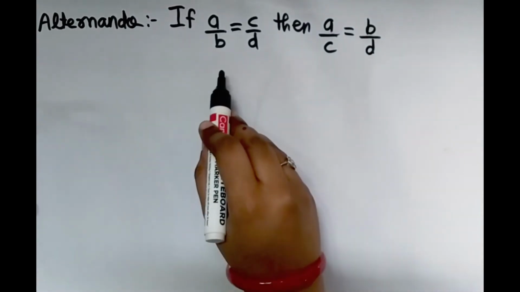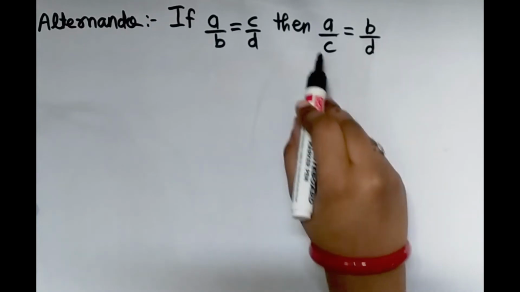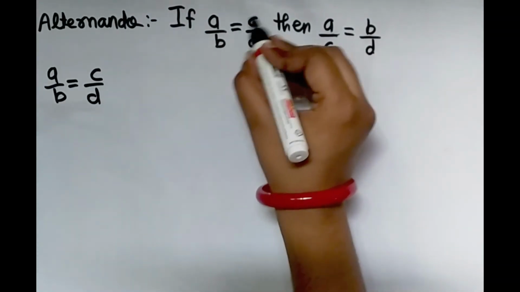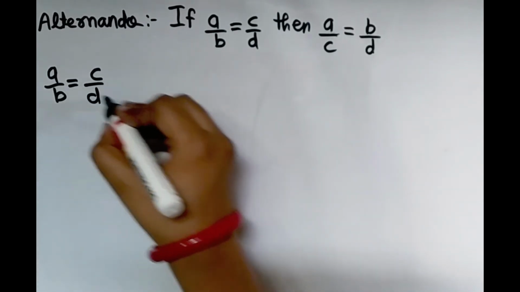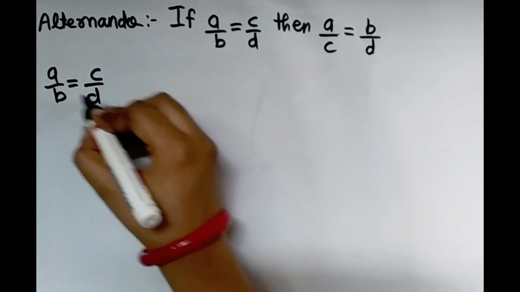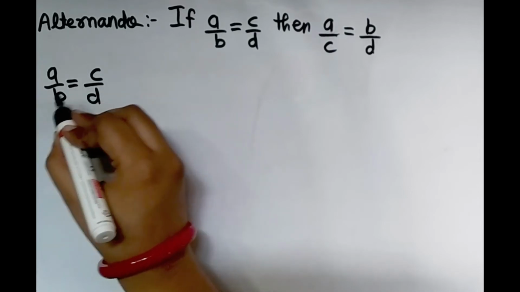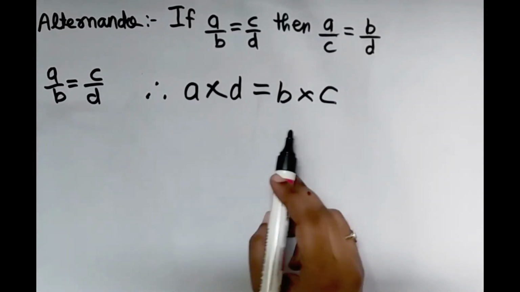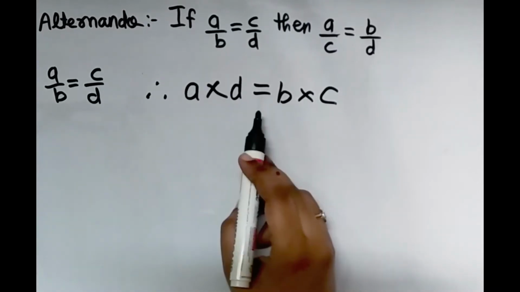We will start from the given. This is given and this we have to prove. So A upon B is equal to C upon D. This is given, right? So from this we can cross multiply. Two ratios are equal, so we can cross multiply. Therefore AD is equal to BC.